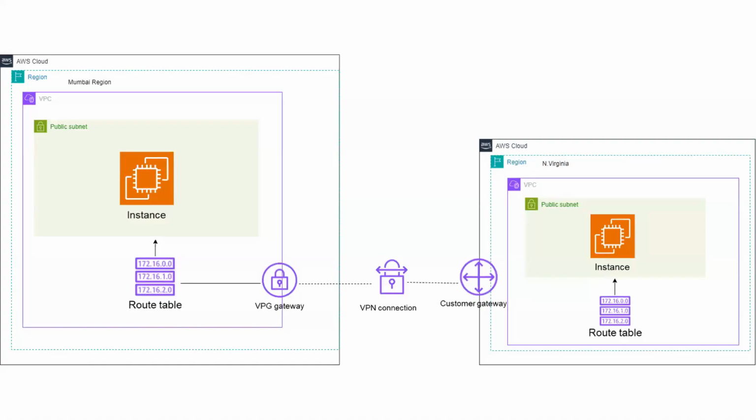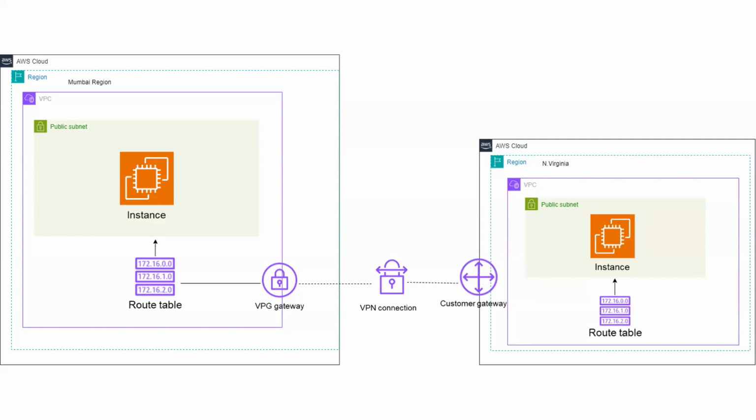So specifically, the diagram basically showcases a VPC with two public subnets, one in the Mumbai region and another in the North Virginia region. Each subnet has an instance launched within it. There's also a route table associated with each subnet.